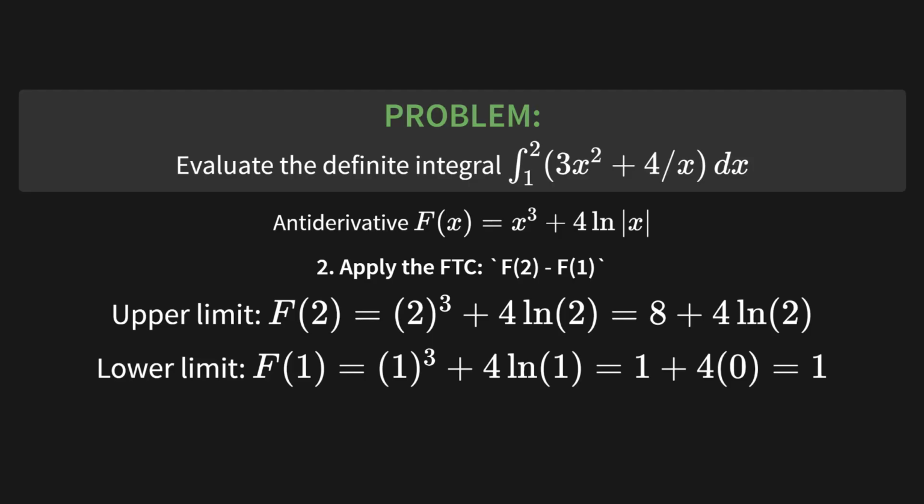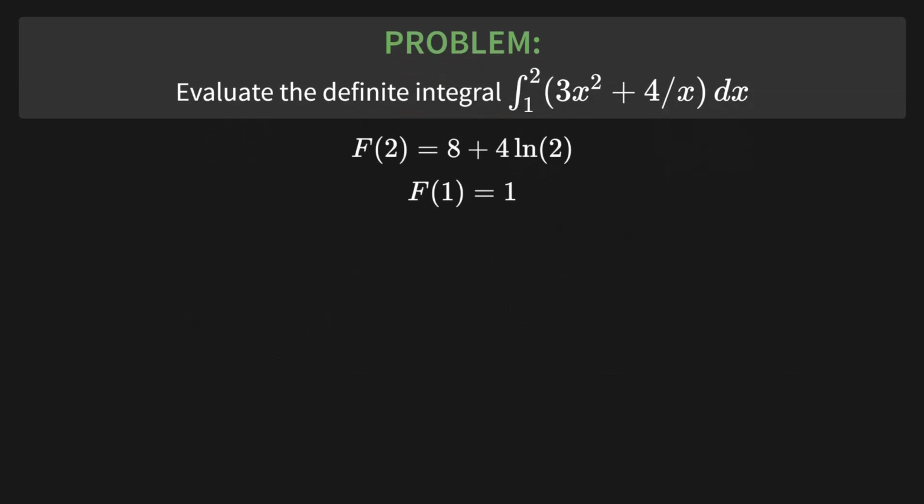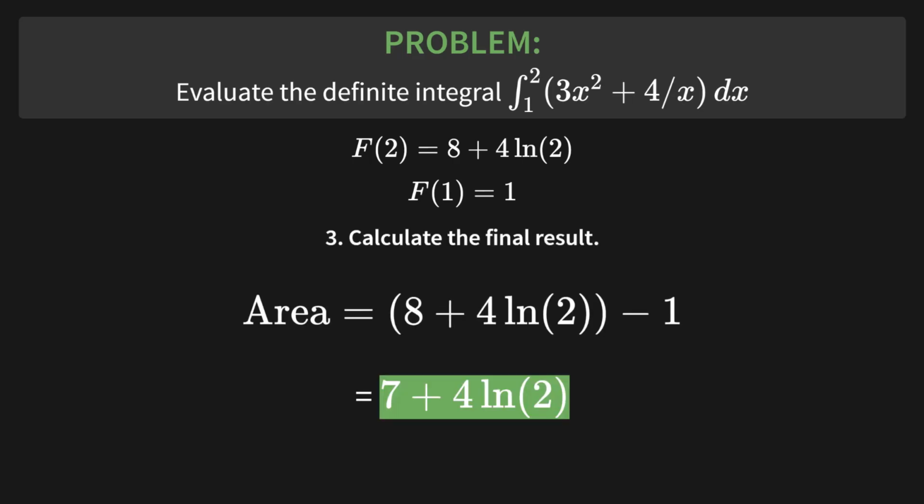We have our two pieces. Finally, step 3. Calculate the final result. The area is 7 plus 4 natural log of 2. That is the exact, perfect answer. It's approximately 9.772. And that's how you use your new toolkit.